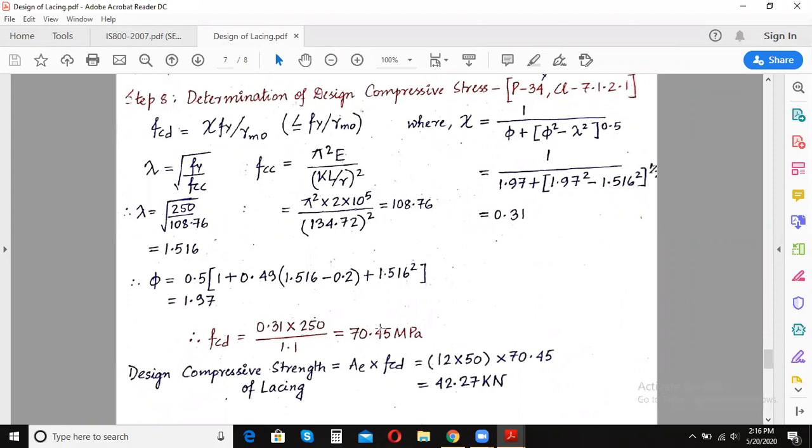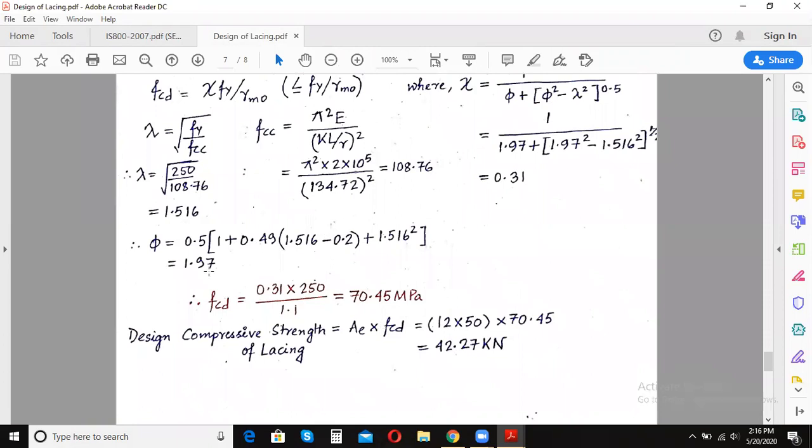Okay, so the value of my FCD was coming out as 70.45 megapascal. Just do the calculation serially and it will be very easy for you to calculate FCD. So once I've calculated FCD, now I will be calculating the design compressive strength, which is equal to area of lacing, that is 12 into 50, into FCD, that is 70.45, and my design compressive strength is coming out to be 42.27 kilonewton.